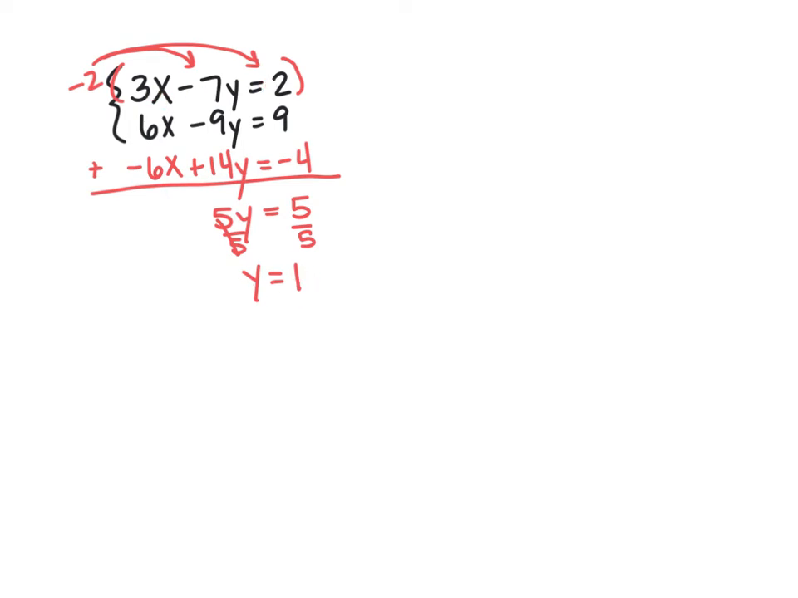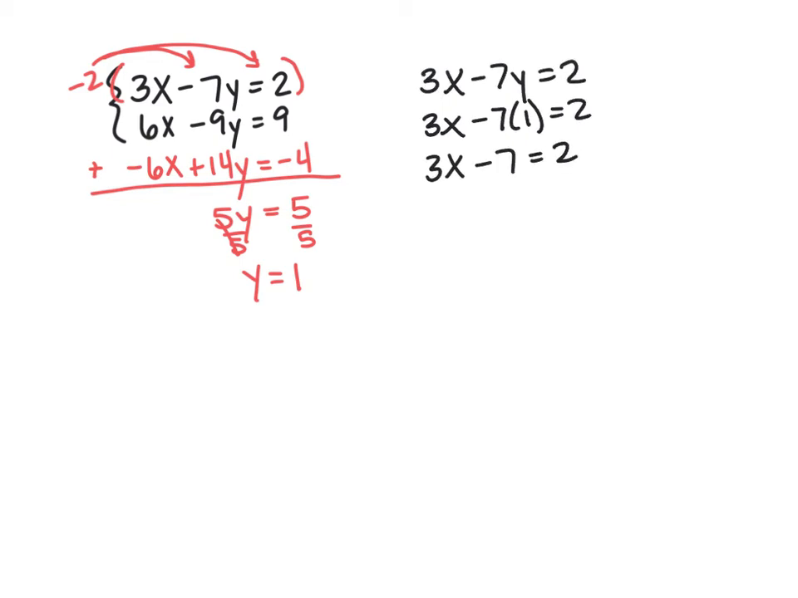So I'm going to choose this one. 3x minus 7y equals 2. Substitute for y, the 1. Negative 7 times 1 is negative 7. Isolate the variable using inverse operations. Opposite of negative 7, positive 7 to both sides of the equation. 2 plus 7 is 9.